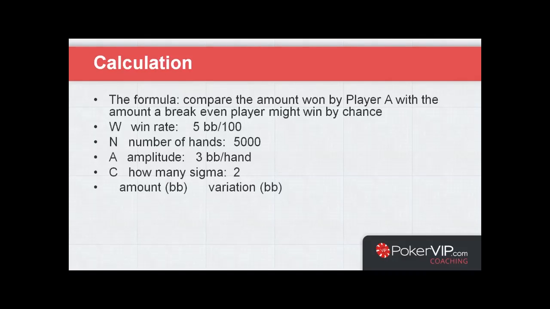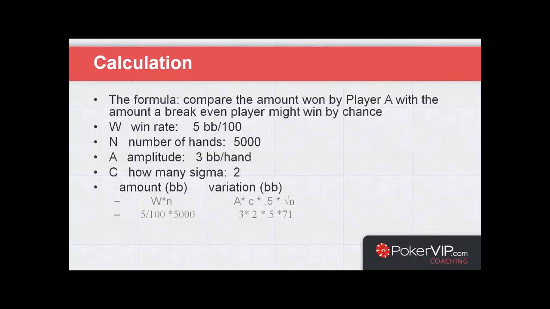On the left-hand side, as stated, we'll put the amount in big blinds that player A has actually won. On the right-hand side, the maximum amount of variation that we might expect out of a break-even player. The formula: I'm leaving out the equal sign just now because I'm going to be treating this as a comparative study, so you can insert that if you wish at some later stage. The win rate times the number of hands is obviously going to tell us how much money player A has actually won.